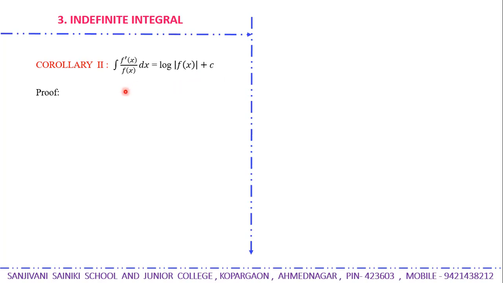Okay, so how to remember this? This is the numerator and this is the denominator. Keep in mind, whenever the denominator's derivative is present in the numerator, or the numerator contains the derivative of the denominator, in that case the integral is log of the denominator. Log of the denominator. Now how to prove?